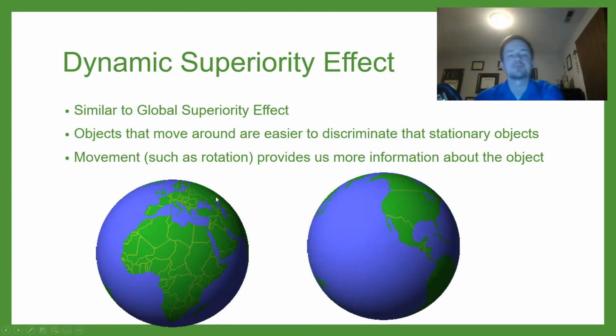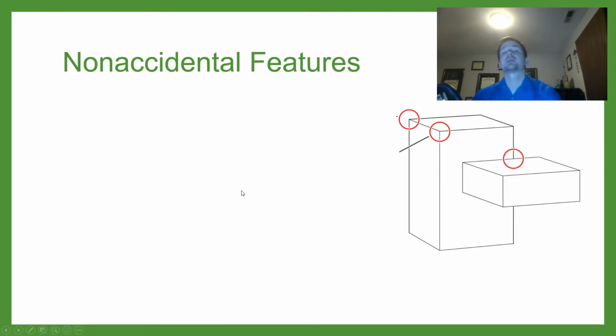And then finally, in middle vision, we have non-accidental features. Non-accidental features are these different kinds of features that all objects have that tell us about their depth, that tell us which parts of that object are closer to us than other parts. So before I even show you what any of these things are, I want to just spend some time talking about this picture.